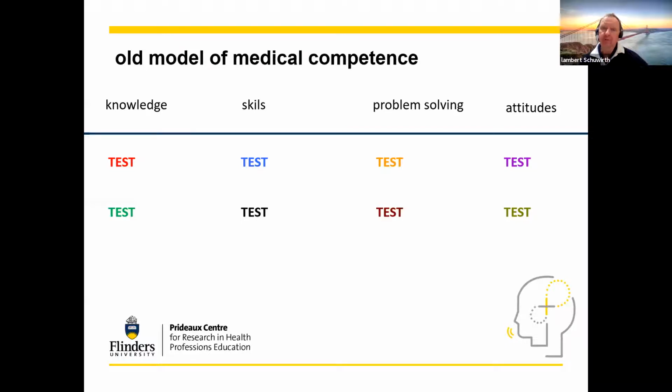The old model of medical competence, and that's when I started in medical education, was that medical competence could be defined as knowledge, skills, problem solving, and attitudes. And for each of these four aspects, there would be a perfect test. So if you had good tests of knowledge, skills, problem solving, and attitude, and you combined all that, that was competent.